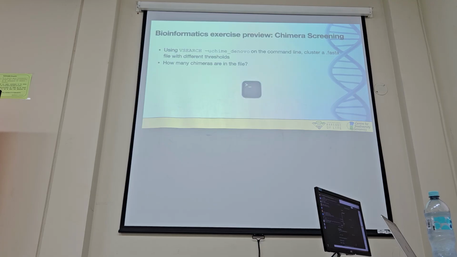Okay, we're gonna do that. And so what we'll do is go through how you would do a chimera screen on the command line. So I have some files that have some real molecules and have some chimeras, and we'll use a program in the program vsearch called UCHIME de novo, not to cluster a FASTA with different thresholds, but to screen for chimeras. That's a mistake. And then we'll look at how many chimeras were in there, okay?